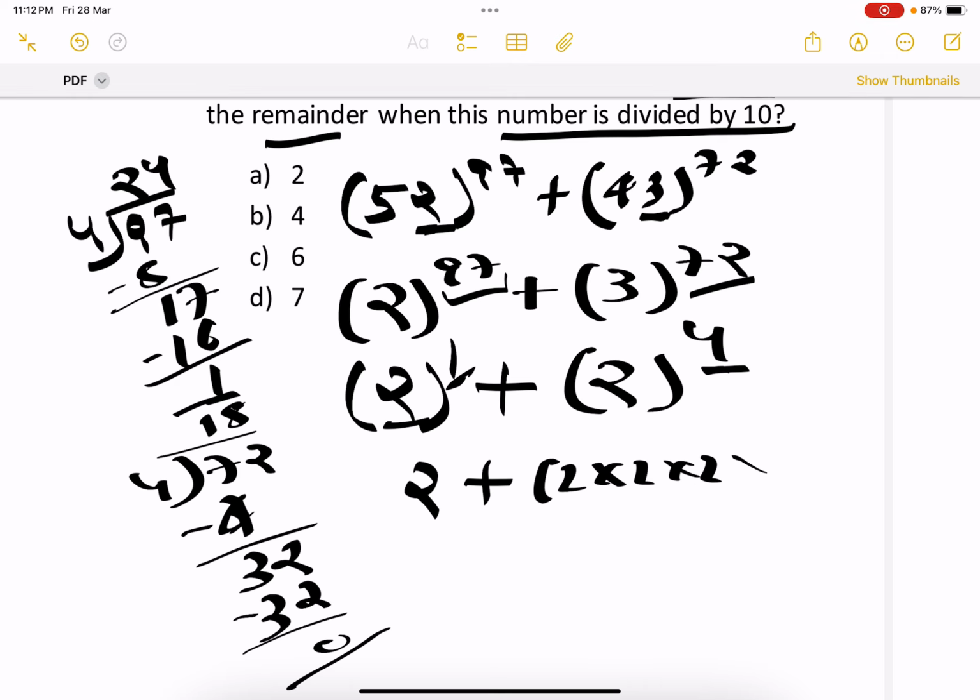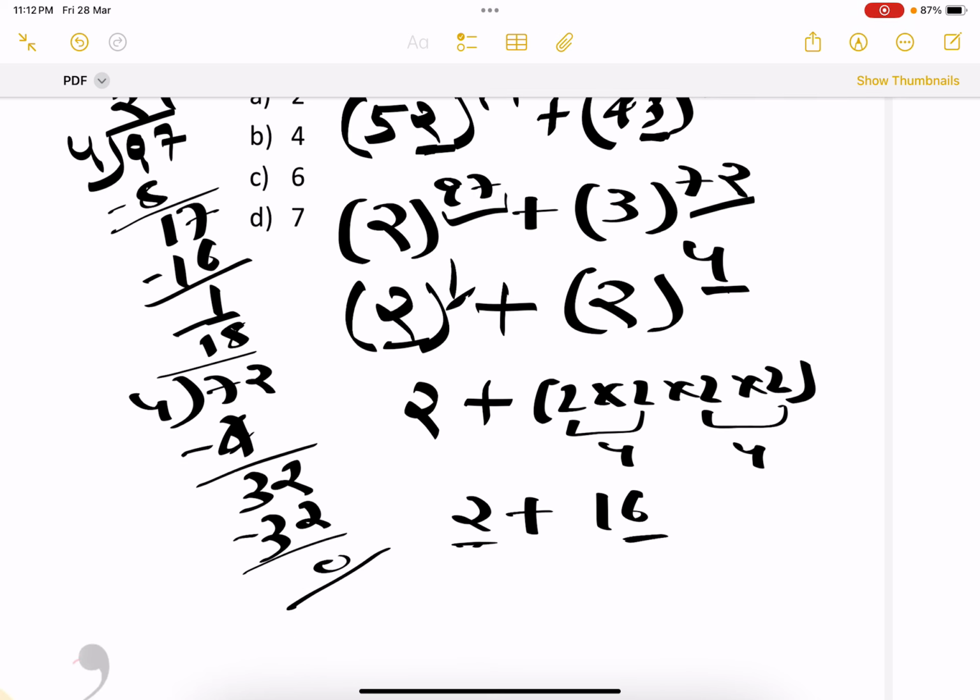into 2 into 2 into 2. That would be your 4 and 4. So it would be 2 plus 16. Okay, we're concerned with these only, 2 and 6. Right. So my answer would be your 8.